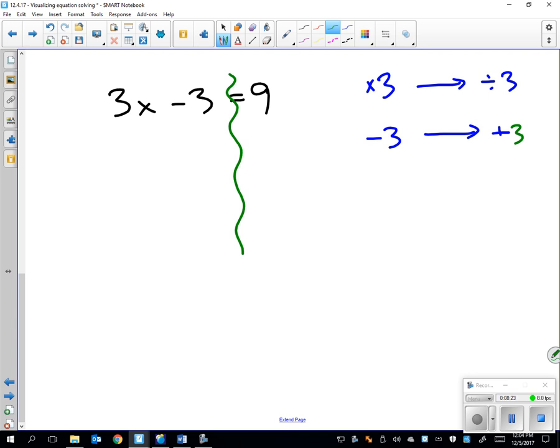Which one am I going to do first, the divide or the add? Divide. BEDMAS, I'm doing reverse BEDMAS. SAMDEB. Okay, I'm going to do this one first. I'm going to do this one second. Okay, nobody likes to be second. All right, so I'm going to add 3 to both sides.